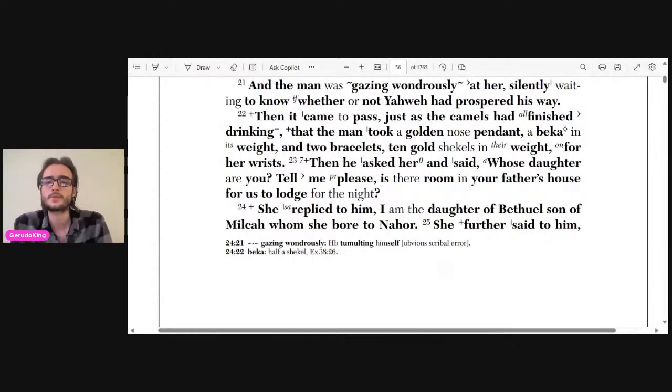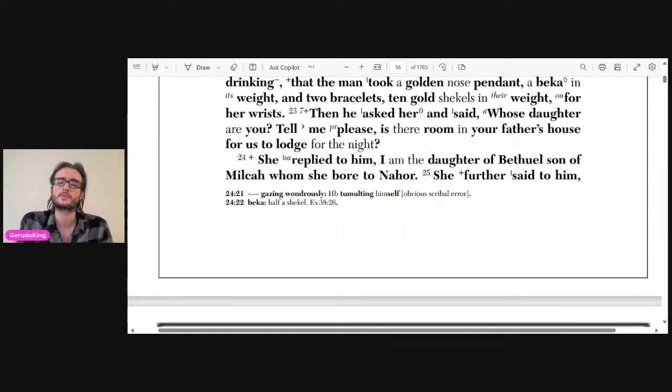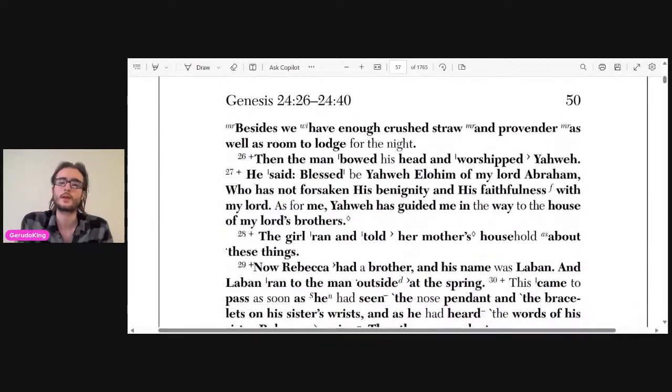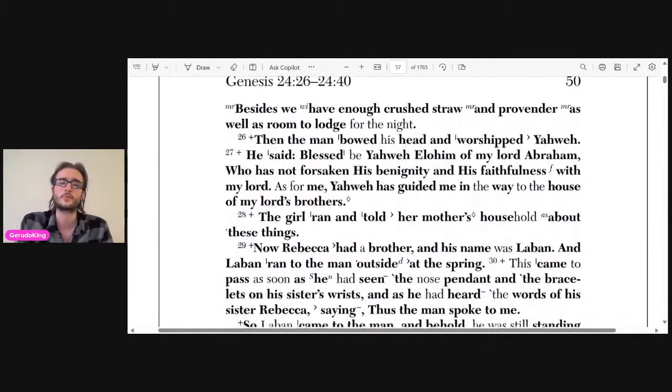Then it came to pass, just as the camels had finished drinking, that the man took a golden nose pendant, a beka in weight, and 2 bracelets, 10 gold shekels in weight for her wrists. Then he asked her and said, "Whose daughter are you? Tell me, please, is there room in your father's house for us to lodge for the night?" She replied to him, "I am the daughter of Bethuel, son of Milcah, whom she bore to Nahor."